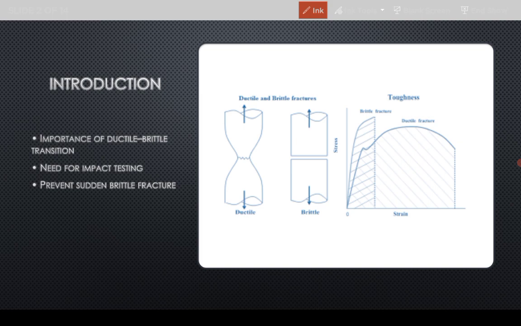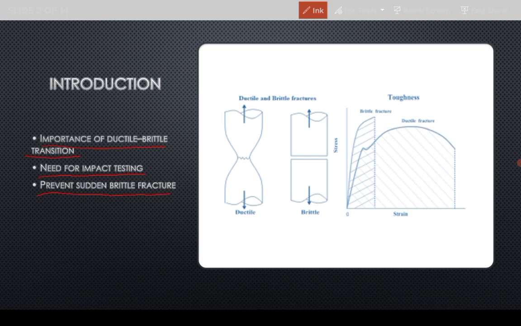Before getting into the test, let's understand why we need them. At low temperature and high loading rates, many steels become brittle. Brittle fracture is extremely dangerous because it occurs suddenly without warning. Engineers need reliable methods to predict when and how fracture will occur. This is where drop weight tests become important. It studies the ductile to brittle transition point. It is similar to impact testing, which we carried out in a Charpy and Izod test. It helps to prevent sudden brittle fracture.